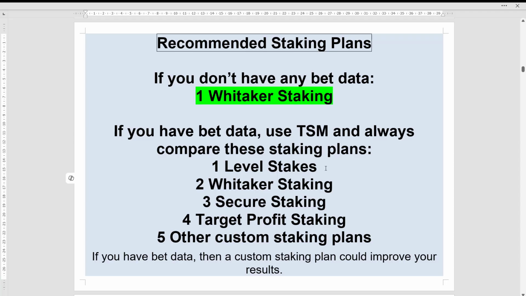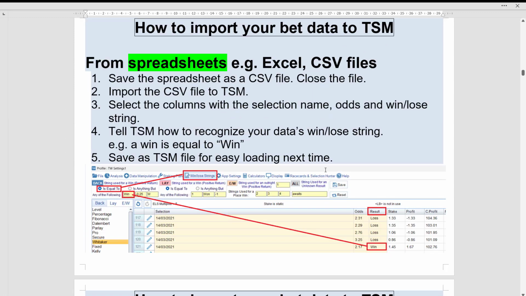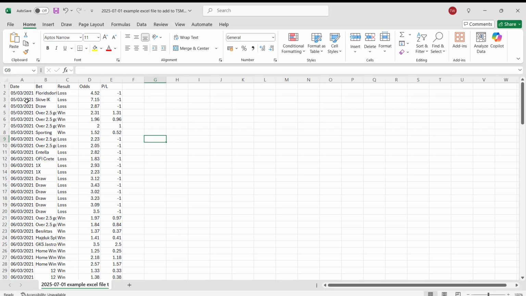So it's an essential tool. Let me show you how easy it is to import the data. If you're importing data from a spreadsheet, from Excel, or a CSV file, so if you're keeping a log of your own bets in Excel or something, then all you need to do is save that spreadsheet as a CSV file. For example, you're keeping a log of your bets, the results, the odds you bet on, and the profit. All TSM needs to know are the odds and what the result was. It doesn't even need to know the day or the name or whatever happened or the profit. It just needs the odds you bet on and the result.